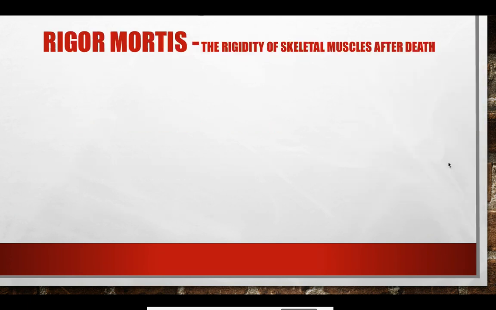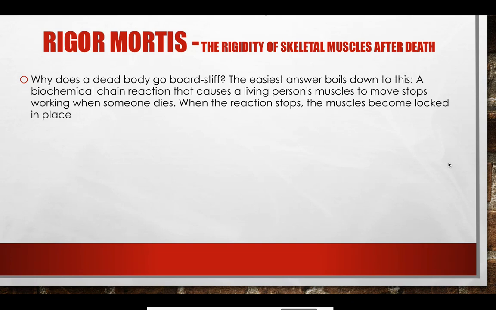So the first one we're going to be talking about is rigor mortis. So rigor kind of meaning the rigidity of the skeletal muscles after death. So you may have heard someone say, oh, they've gone stiff as a board, like they're scared. Or that when someone passes on, their body goes very stiff, like a board. The easiest answer to boil this down to is a biochemical chain reaction that causes all living person's muscles to move stops when someone dies. And when the reaction stops, the muscles get locked into place.